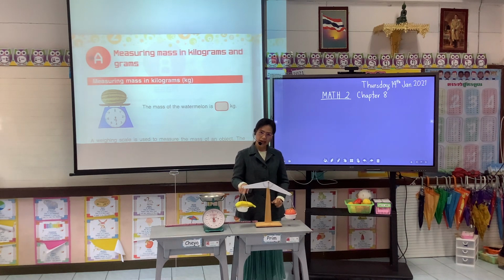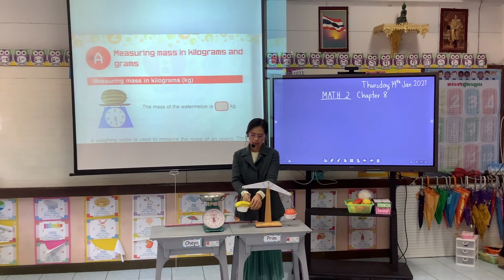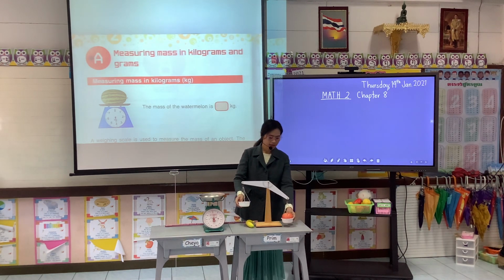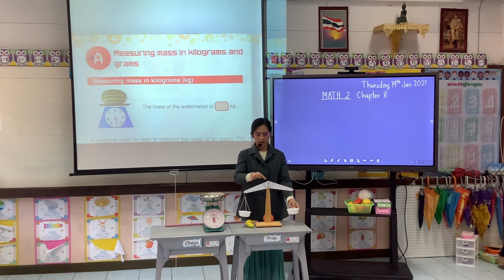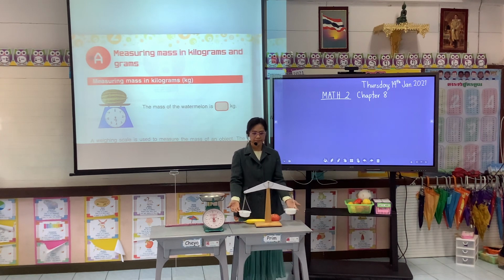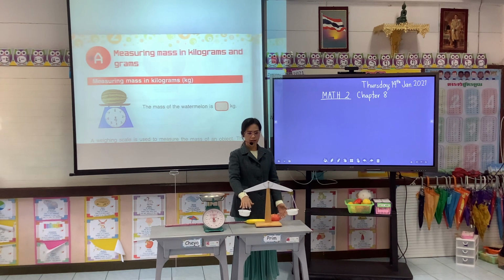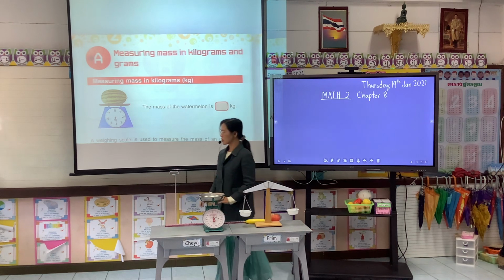So the apple is heavier than the banana, while the banana is lighter than the apple. They are lopsided, or unbalanced, because one goes down and the other goes up. If we say balanced, they are equal. Look at that. They are balanced. That's why we call this balanced.